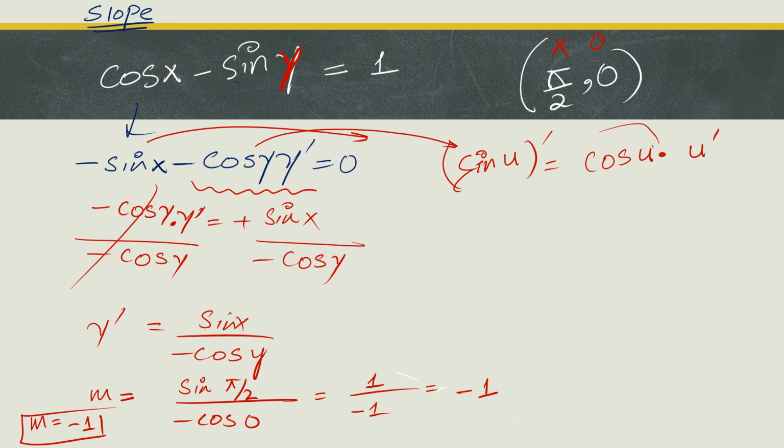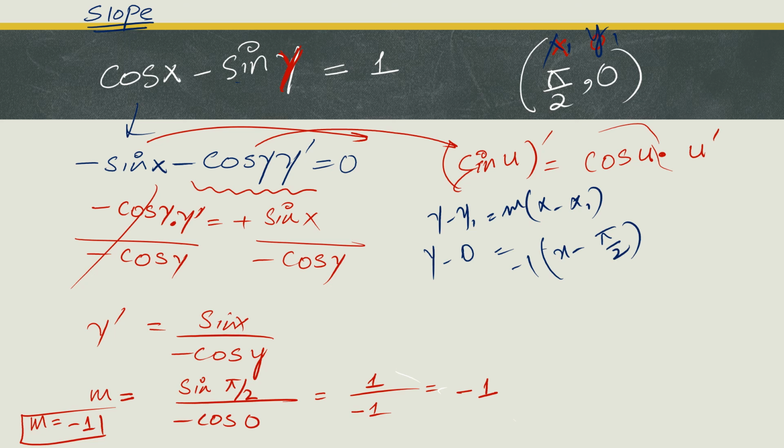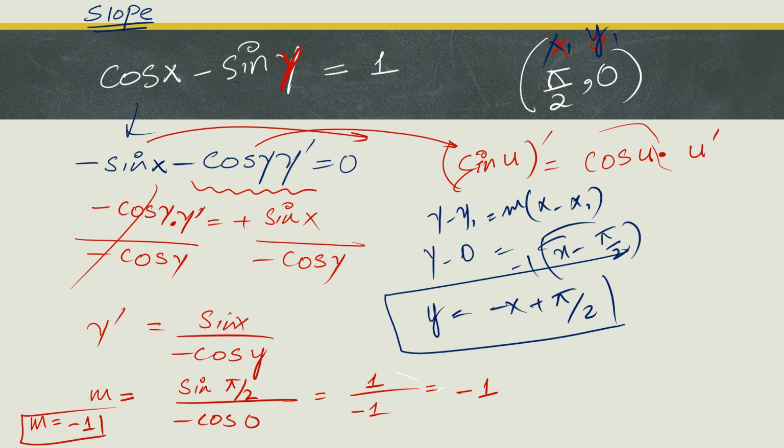After that, you have to write the point slope form, that is y minus y1 equals m bracket x minus x1. Now replace x1 by pi over 2 and y1 by 0. So you will get y minus 0 equals m, the value that you have found for the slope, and x minus x1 is pi over 2. Now open the bracket using the distributive property. So you will get negative x plus pi over 2, and hence this is the equation of the tangent line.